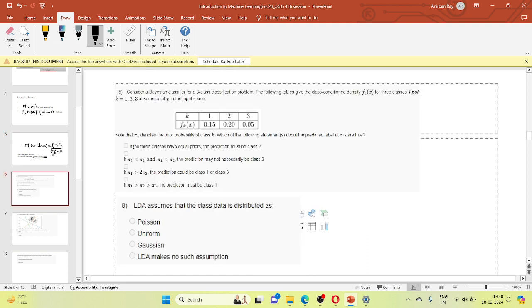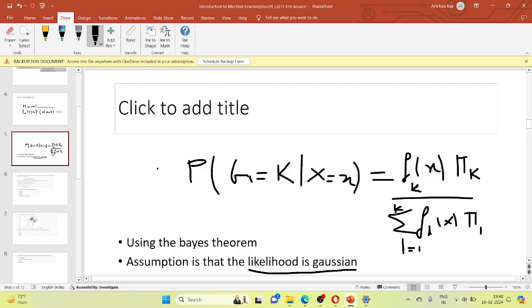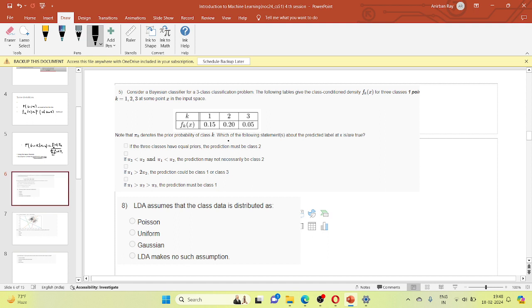So as you can see, if the three classes have equal priors, the prediction must be class 2. If the prior is the same, then the probability of occurrence of the class depends on the likelihood only. So if the priors are the same, then the one with the maximum likelihood will be the prediction. As 0.2 is the highest, the prediction will be k equals 2, so this is class 2.